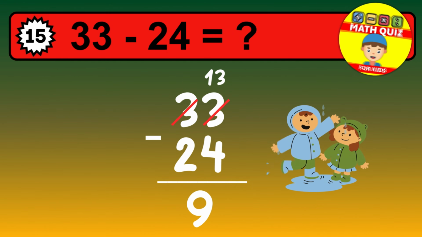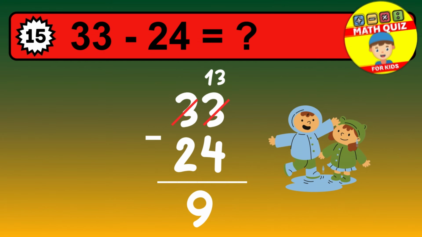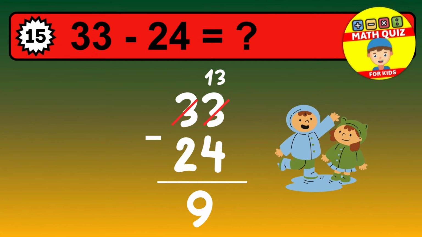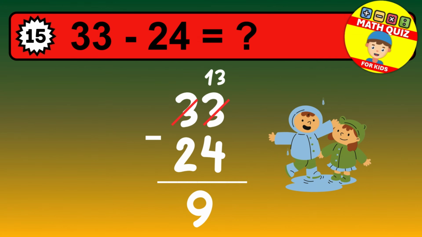Now we subtract. 13 minus 4 is 9. Then we go to the tens. 2 minus 2 is 0. The final answer is 9.